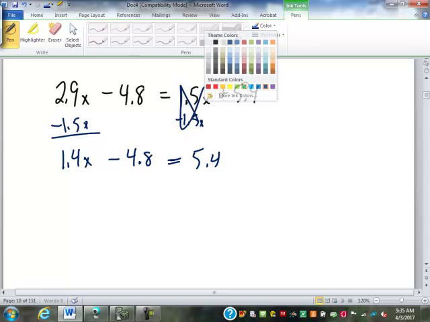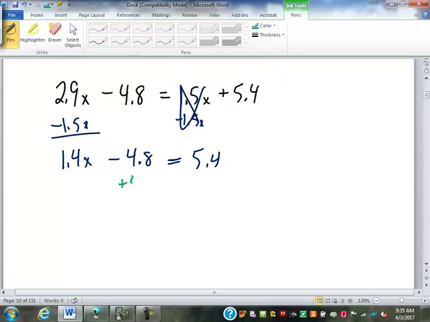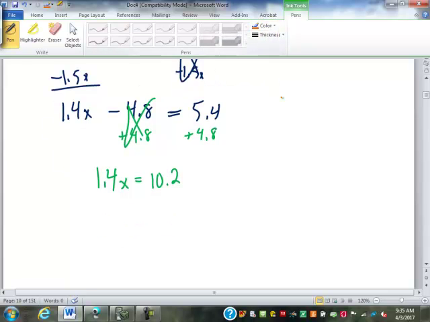Then what? Add 4.8. 1.4x equals 10.2. And then divide by 1.4. X equals 7.285714286 approximately, right?